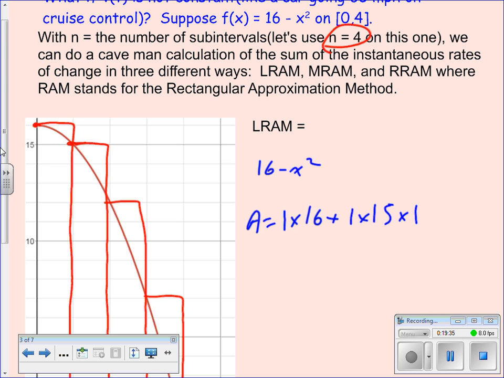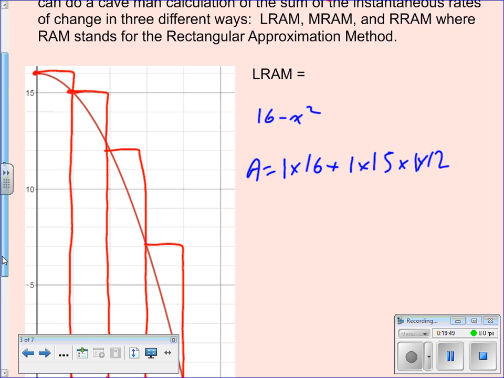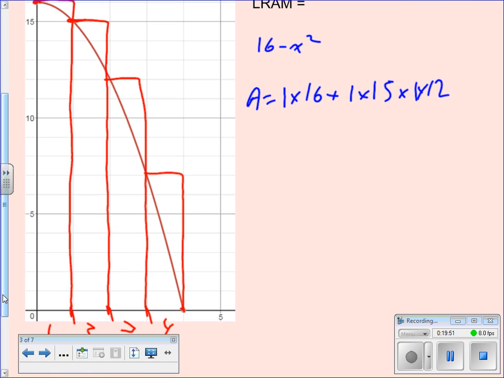Next one, the width is still 1. My x coordinate would be 2. Put 2 in there. 2 squared is 4. 16 minus 4 is 12. And if I go to my graph, I get 12. And then I do the same thing on the last one. My left-hand side of my interval has an x-coordinate of 3. 3 squared is 9. 16 minus 9 is 7.